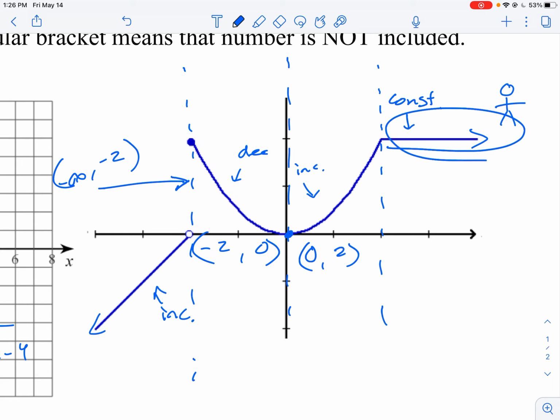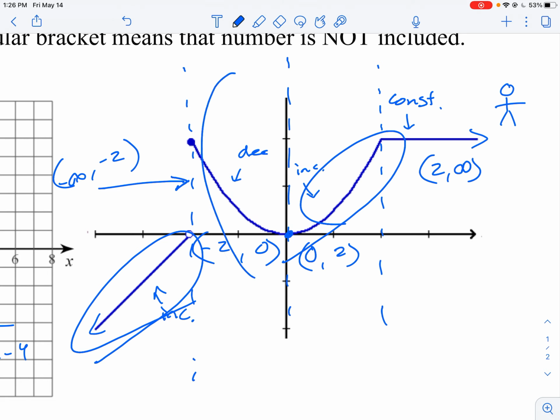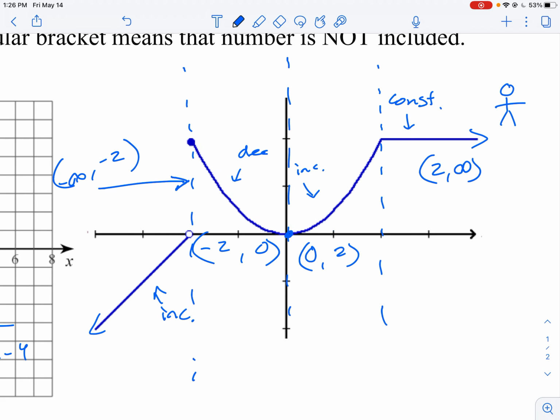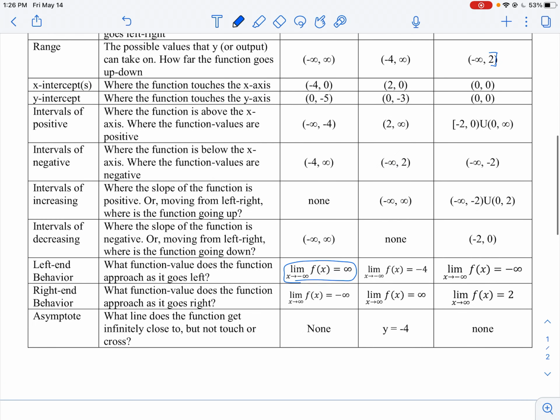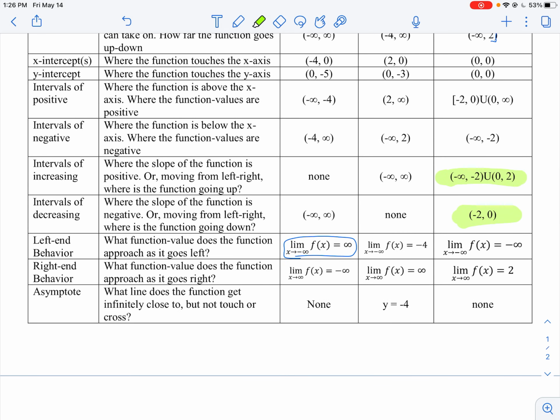And then on this last section here, it is constant from this x value on to the right, which is from 2 to infinity. Infinity meaning to the right. It is all constant. So I got 4 different intervals, 2 of them are increasing, 1 of them is decreasing, and then 1 of them is constant. So that kind of gives you a feel for what's going on. If you want, you can check these on the bottom here. There's 2 increasing intervals on this last graph, 1 decreasing interval, and that's what those are.